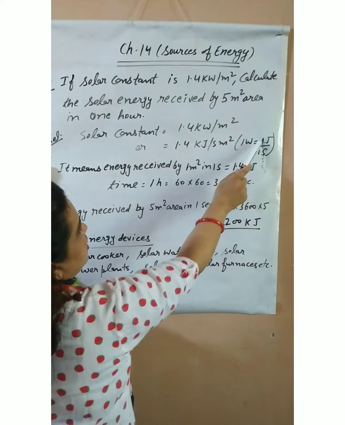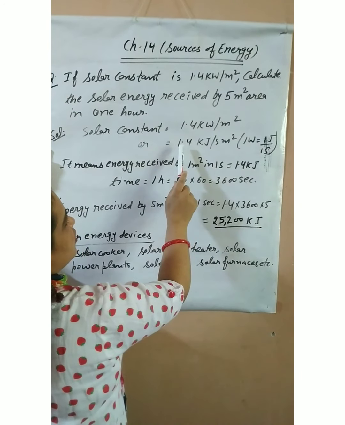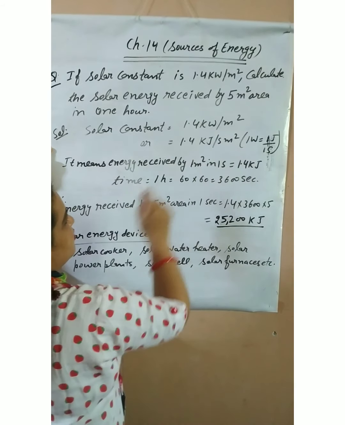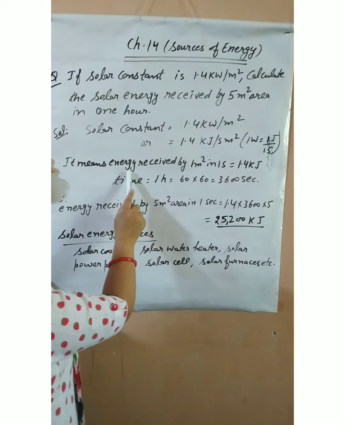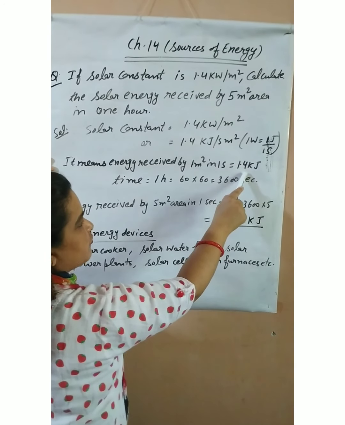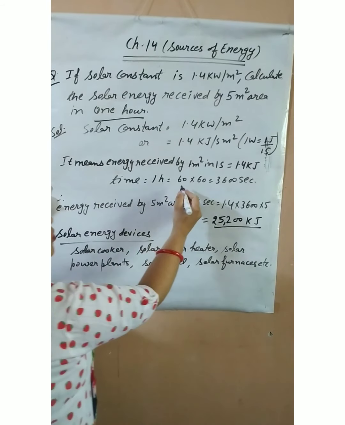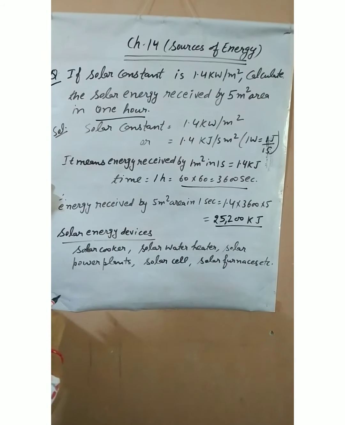As we know, 1 joule per 1 second is 1 watt, so we put that here. We have got 1.4 kilojoule per second per meter square. It means the energy received by 1 meter square area in 1 second is 1.4 kilojoule. How much time is given? 1 hour is given. So how many seconds? 3600 seconds are there in 1 hour.